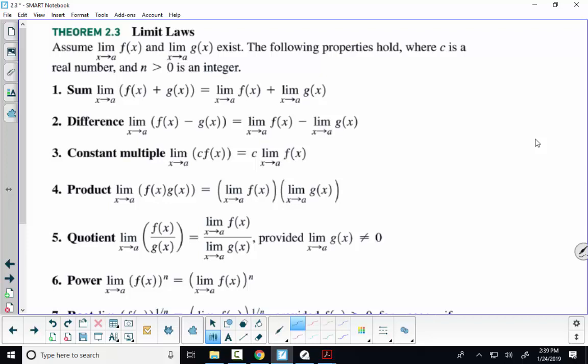So for instance, if I have the sum of two functions that I'm taking the limit of, that limit operation can get distributed. Instead of looking at the limit of a sum, I can take the sum of each limit. Does that make sense? Same thing with the difference. The limit basically is distributing across and applying to things that are separated by addition and subtraction.